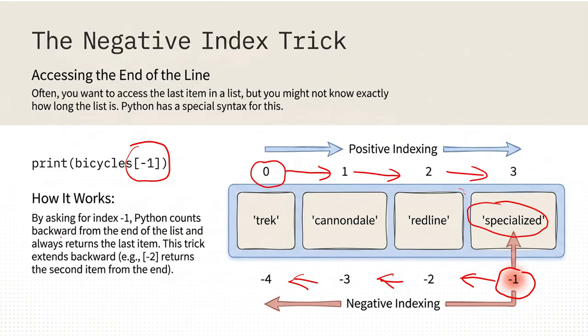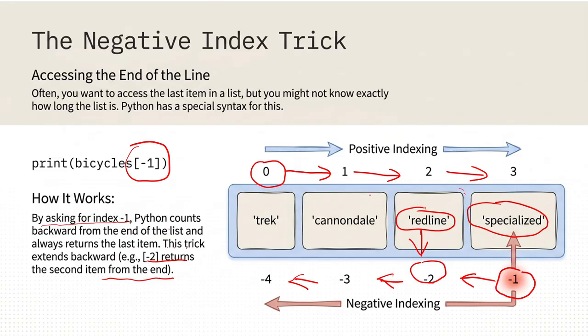Now they have mentioned how it works. By asking for the -1 index, Python counts backward from the end of the list and always returns the last item. This extends backward. For example, -2 returns the second item from the end. So if you type -2, it will return the second last item from the right, which will be this red line, because its index is -2. I hope now you have understood the use of negative indexing.